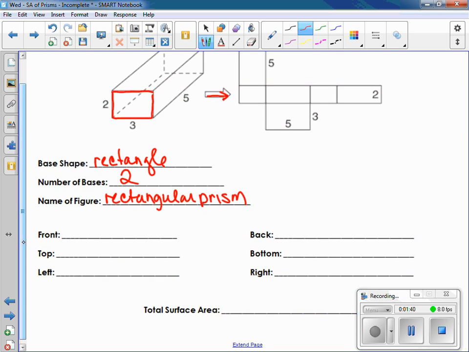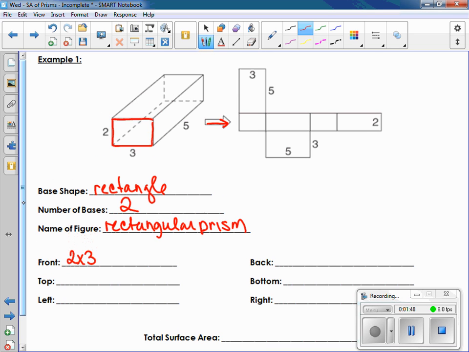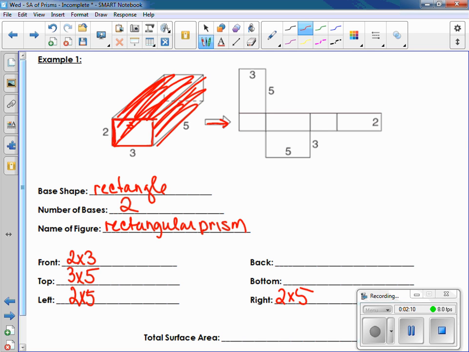So for the front, which happens to be a base, it's 2 times 3. For the top, which is a face, it's going to be 3 times this length, which is 5. And the left is over here, it's 2 times 5. Now it should make sense that the left side is the same as the right side. And the top is the same as the bottom. And the front is the same as the back.